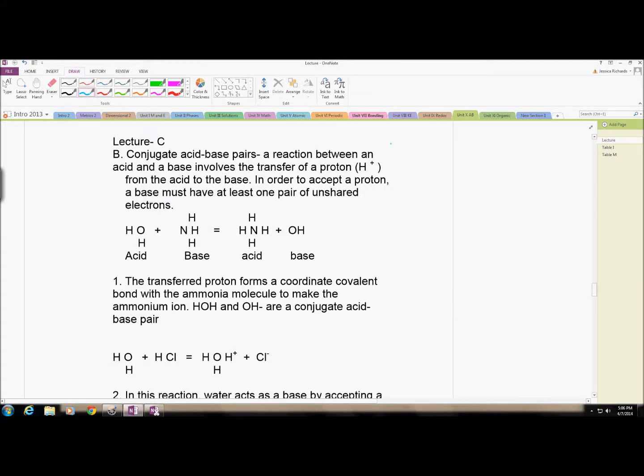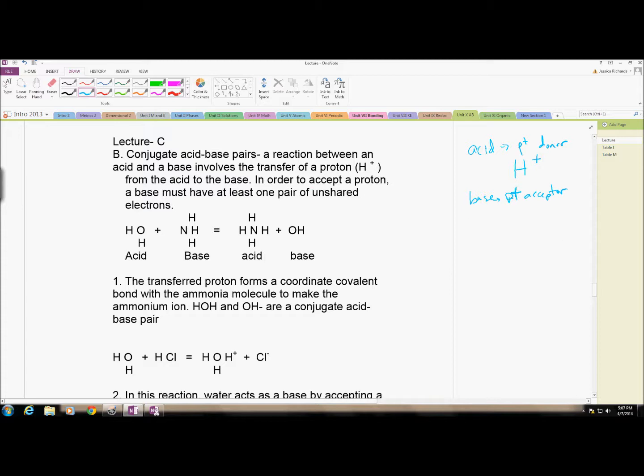So just to review that briefly, acids are proton donors, and in our shorthand, a proton, remember, is the same thing as a hydrogen +1 ion. Bases are proton acceptors, so they are going to gain an H+.